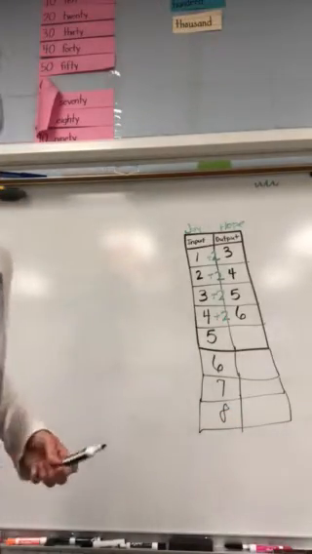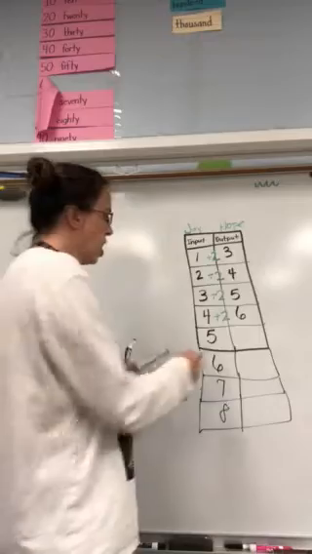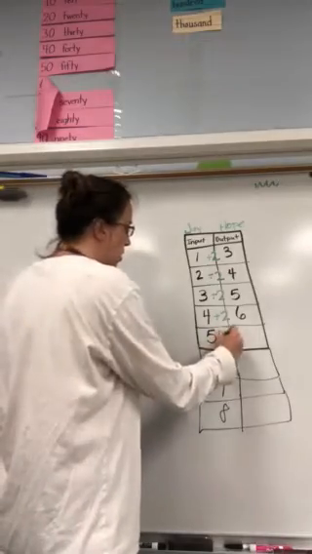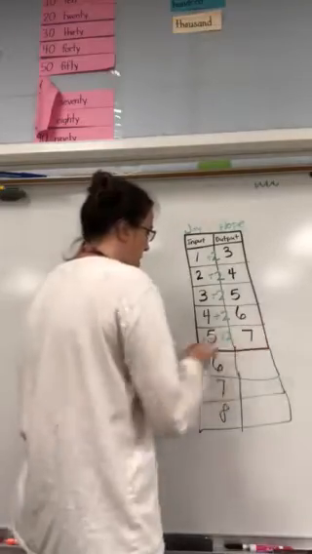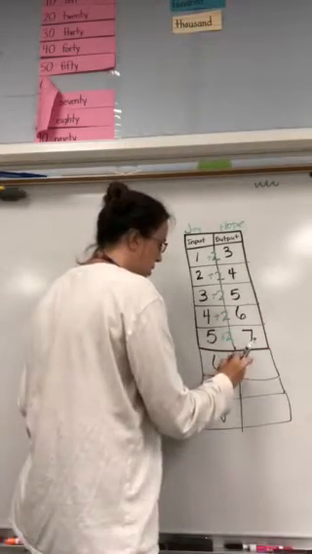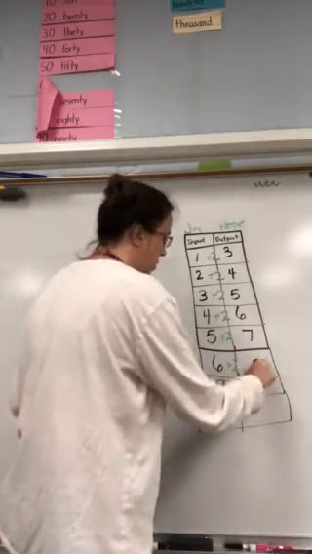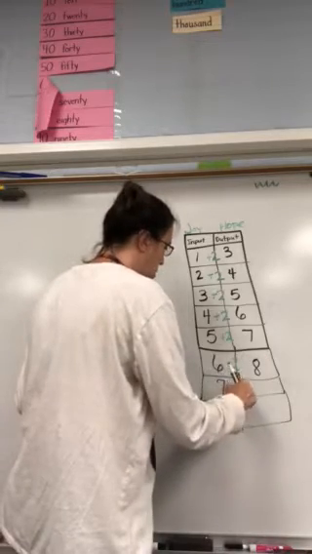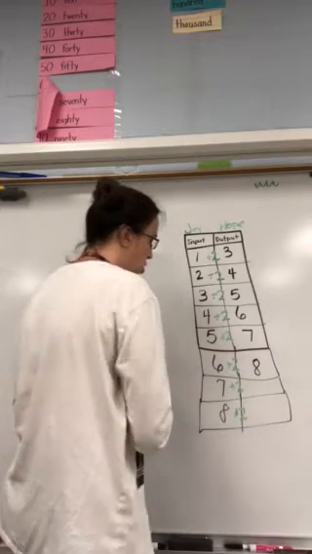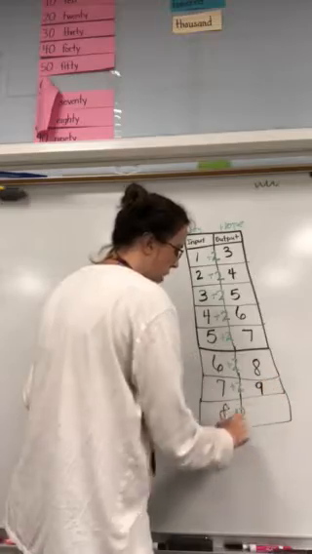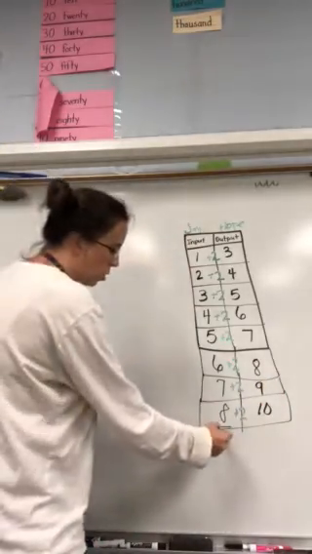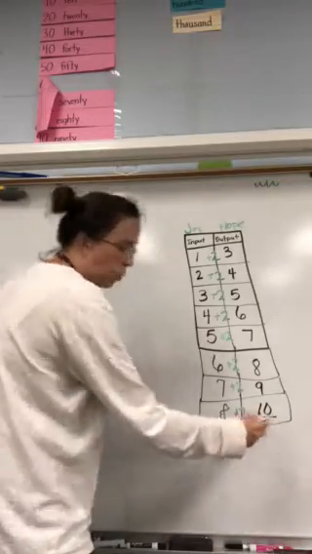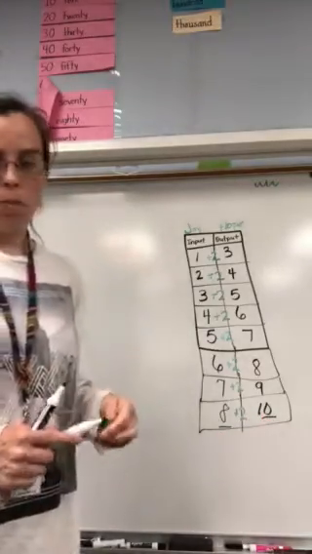Well, we know what the pattern is. The pattern is adding 2. So if I add 2 more to 5, I get 7. If I add 2 more to 6, I get 8. Just keep adding 2 more. Add 2 to both of these. 7 and 2 is 9, and 8 and 2 is 10. So when Joy is 8 years old, Hope is going to be 10 years old.